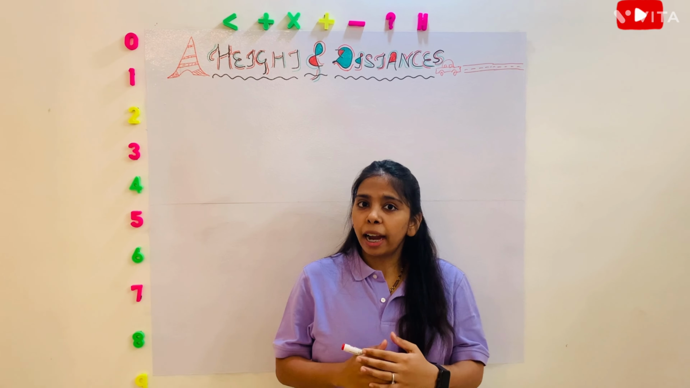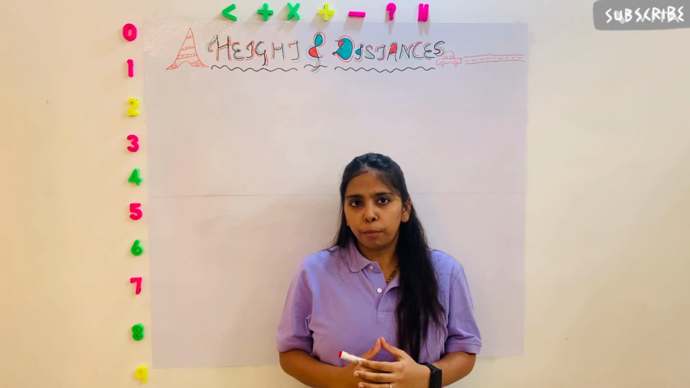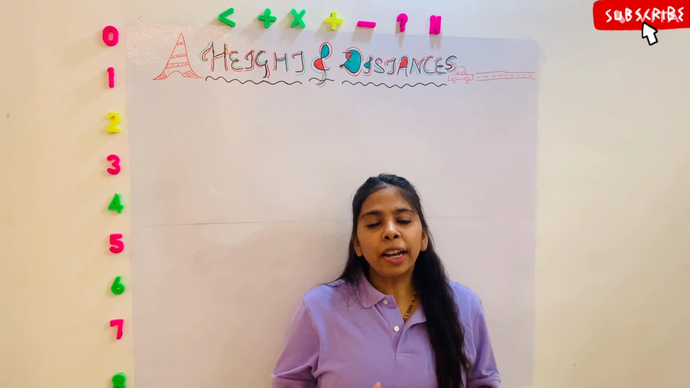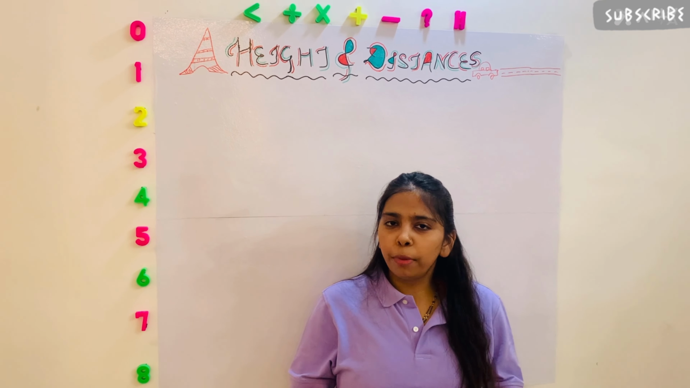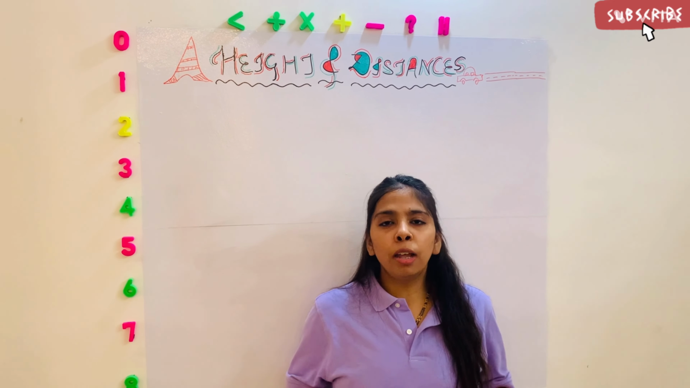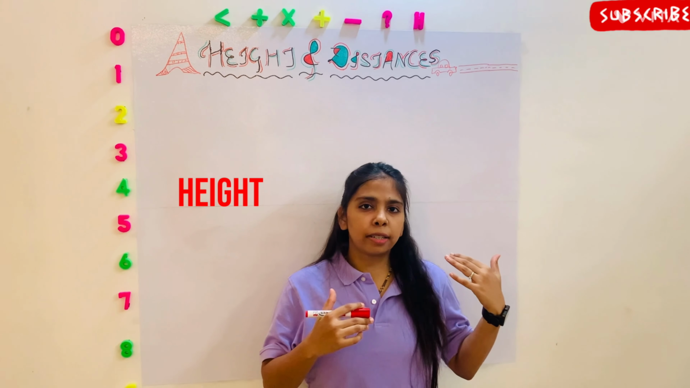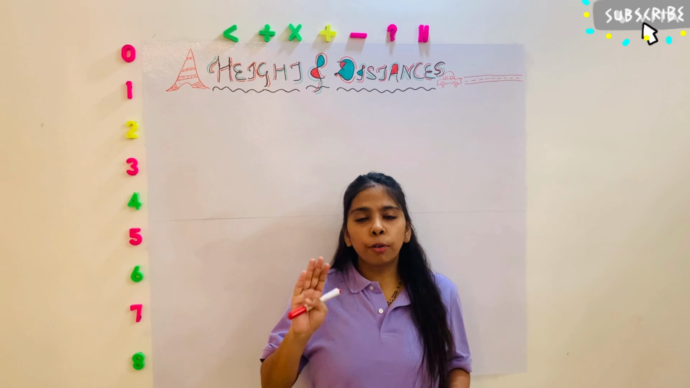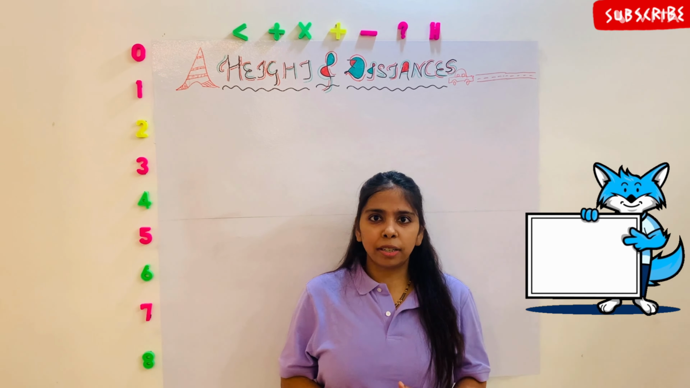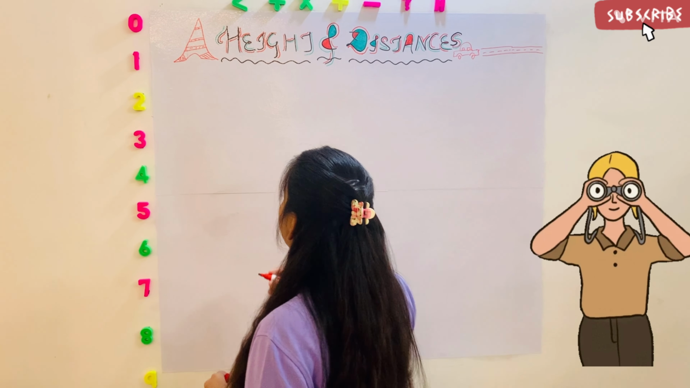As we know, height and distance is the application of trigonometry to find out the unknown values of a right triangle with the help of trigonometric ratios. This is all about the introduction of height and distance. So in this chapter, we are going to discuss 3 to 4 terminologies that are important to understand. The first one is line of sight.